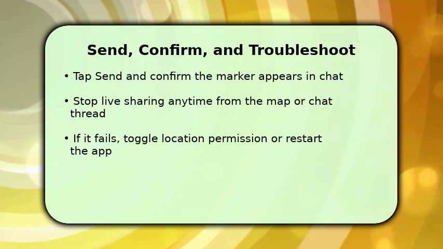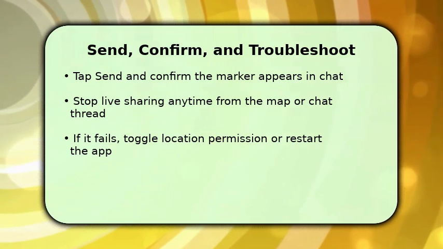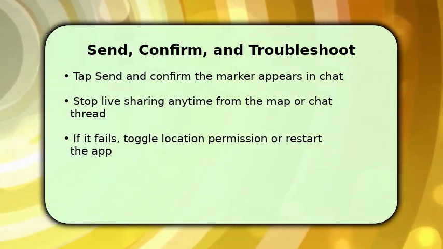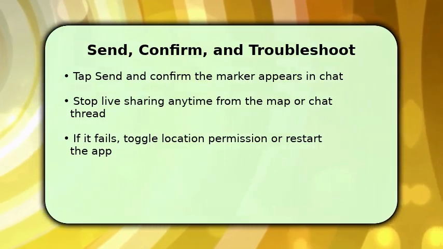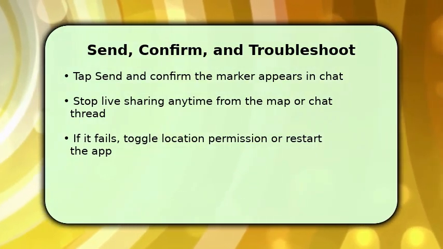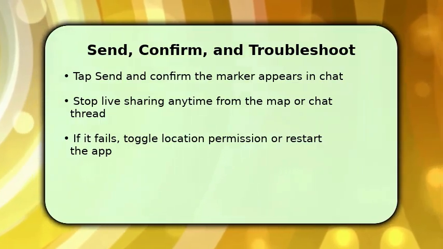After configuring, tap Send and check that the map preview appears in the conversation so recipients can access it immediately. If you shared live location, you can stop it at any point from the map view or the chat's shared item. Once stopped, updates cease.